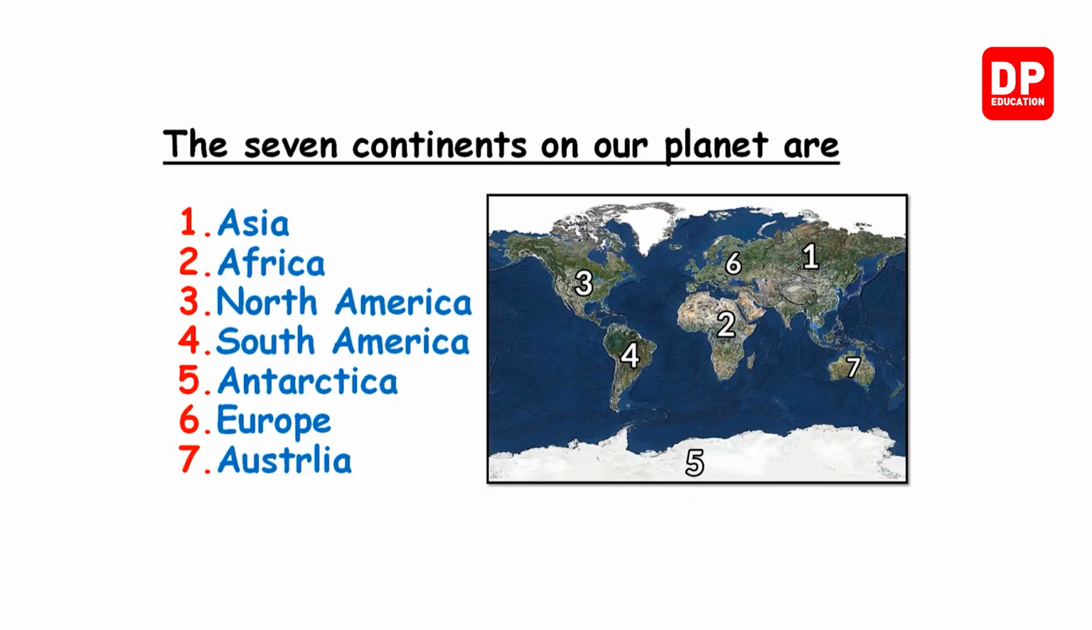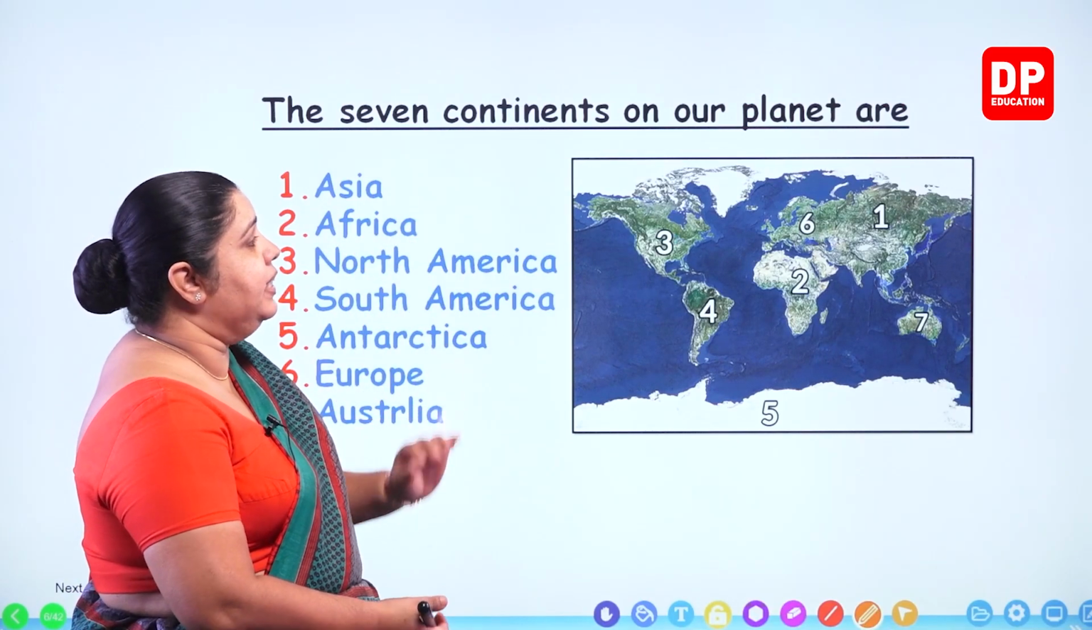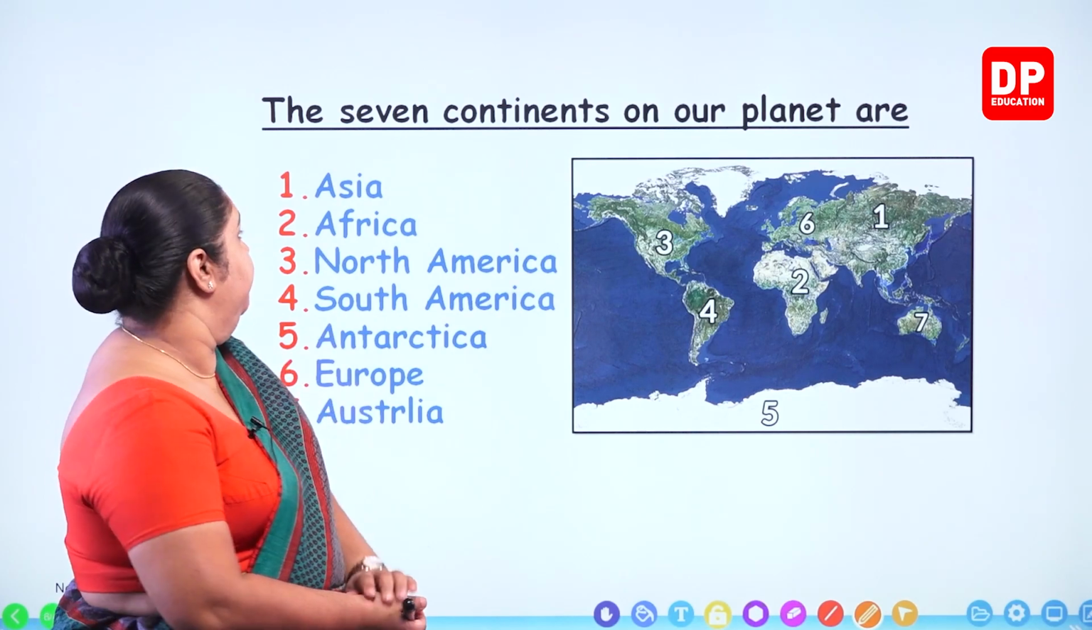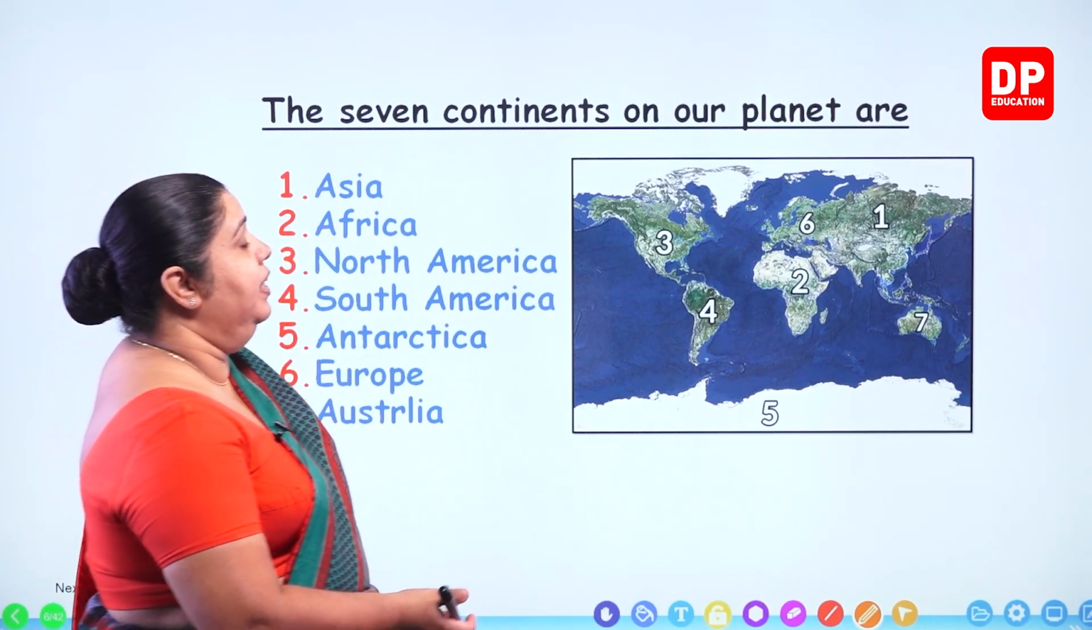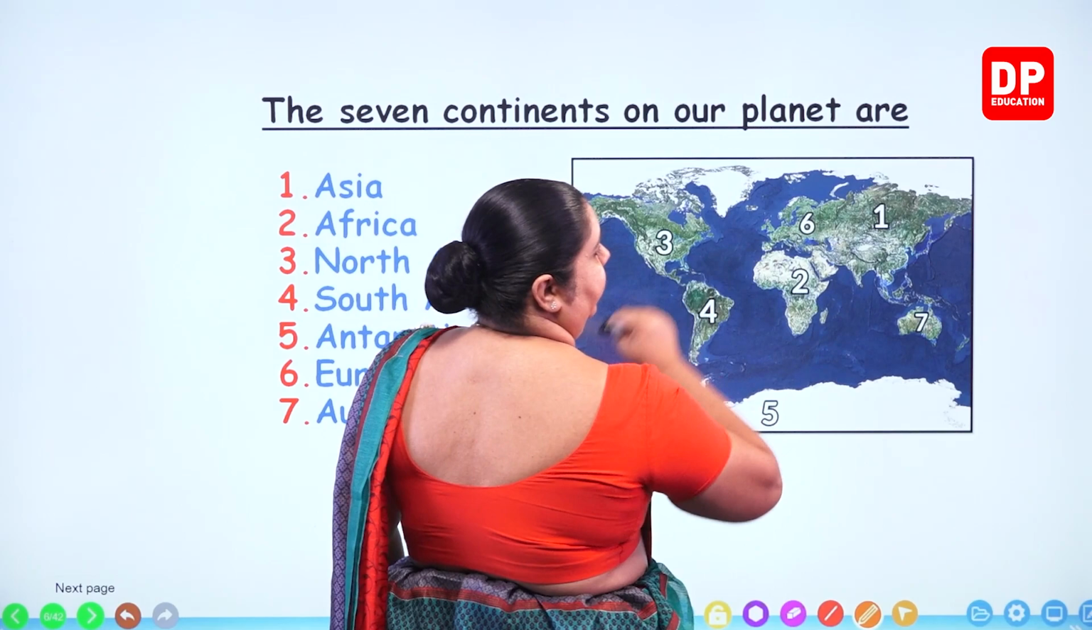The 7 continents on our planet are, so these are the 7 continents and we will see what their names are. The first one, number 1 is Asia over here.